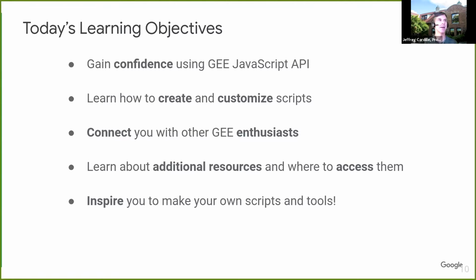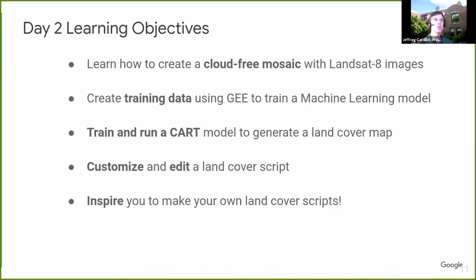All right, so let's go to the next slide there, Rylan. We want you to learn how to do these specific things as well, not just the concepts. But we want you to know how to make a cloud-free mosaic with Landsat 8 images. Given where you are located, that might be very hard, but we're going to try to at least make the basic calls on how to do a cloud-free mosaic. We will create training data with Earth Engine to train a model. We will train and run a classification and regression tree model to create a land cover map. You will learn how to customize a script, how to edit a script, a little bit of how to copy and paste the script, and then also, as we say there, inspire you. All right, let's do the next slide.